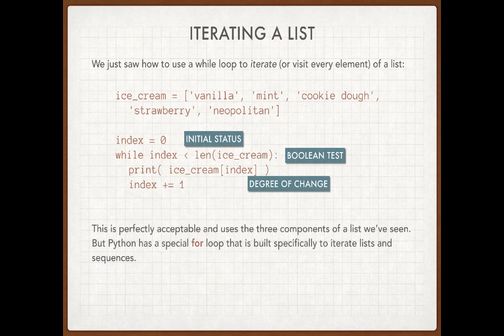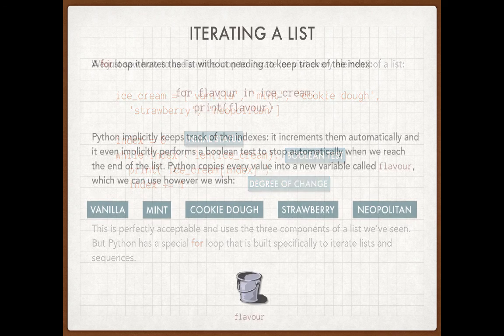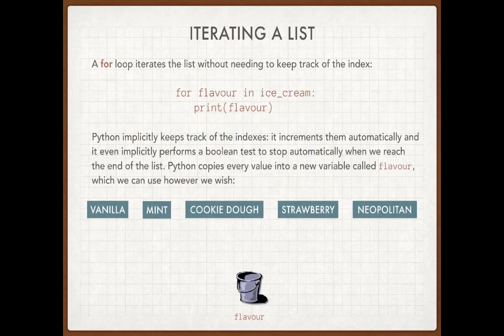Now, this is perfectly acceptable. We can always loop through a list this way, but Python said, well, look, this is something that's really common. And so what Python did for us is to make a very simple loop that automatically does all three of those things for us. It controls the initial status, the Boolean test, and the degree of change all at the same time. It is neat and tidy and small and nice, and it is called a for loop.